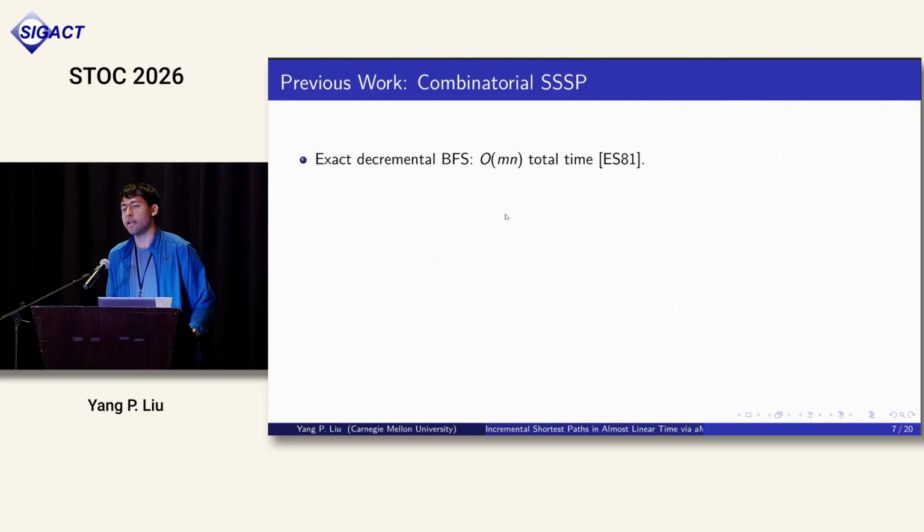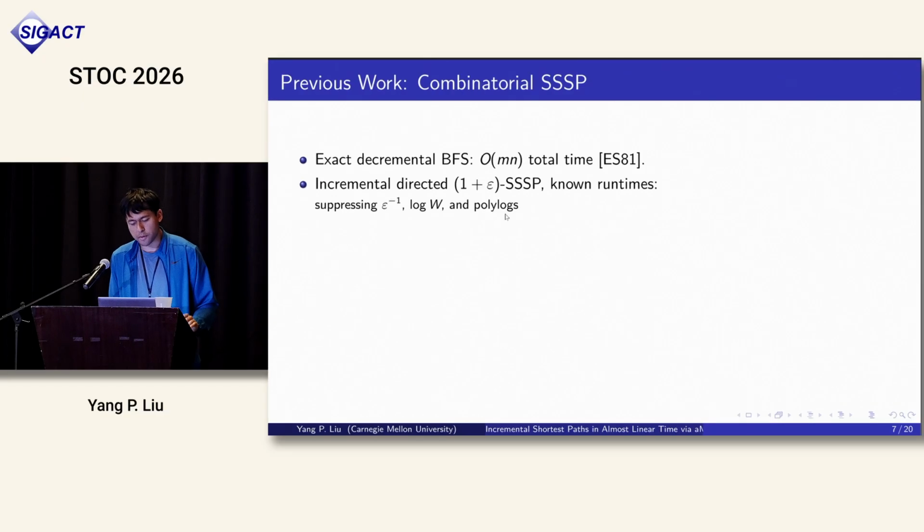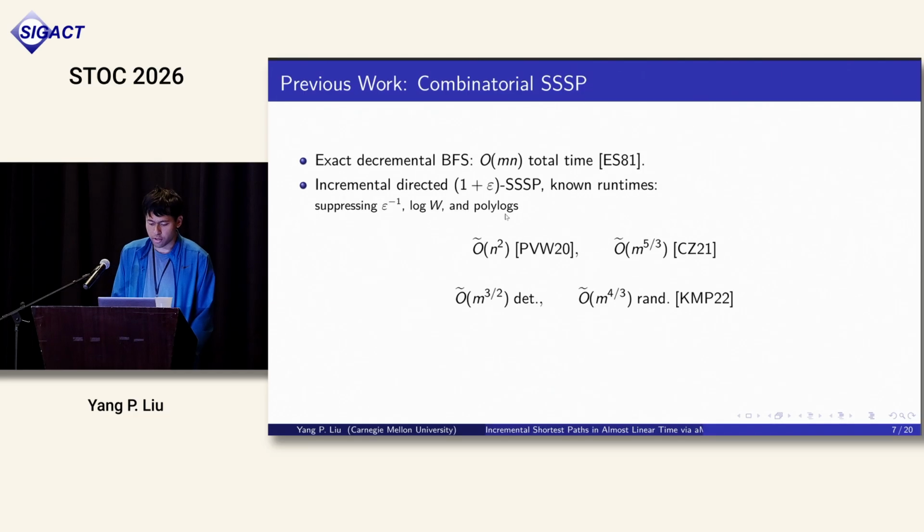Just to give a little bit of a recap of previous works in this direction, one of the first works studying dynamic shortest paths was the work of Even and Shiloach, which gave an exact BFS tree, let's say in unit weight graphs, in total time m times n. Since then, there's been a lot of work on dynamic shortest paths in a lot of different regimes, but I'll focus on the incremental version, 1 plus epsilon. There are runtimes of n squared, m to the 5/3, and the current state of the art, as far as I know, is something like m to the 3/2 or m to the 4/3 time. And this is some work a couple years ago.